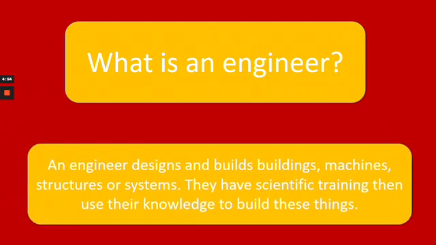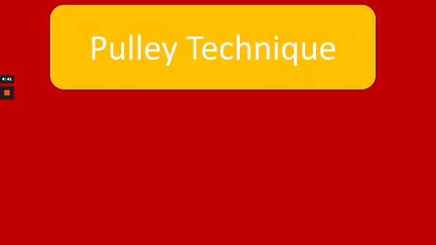Well, an engineer designs and builds buildings, machines, structures or systems. They have scientific training, then they use their knowledge to build these things. Today we're going to look at a technique that engineers use when they're building, and this is the pulley technique.